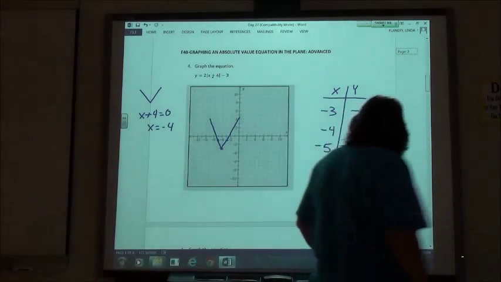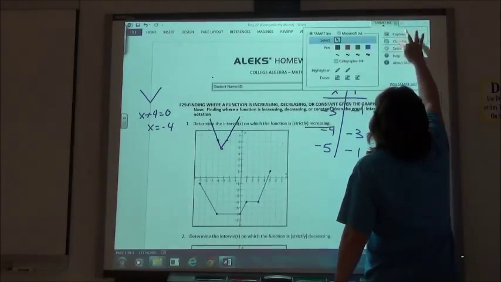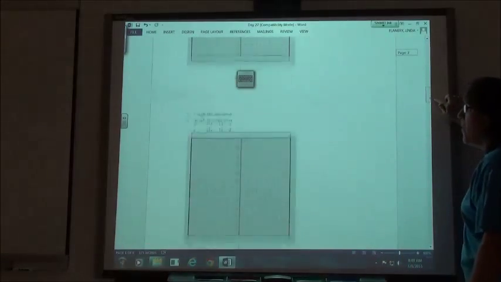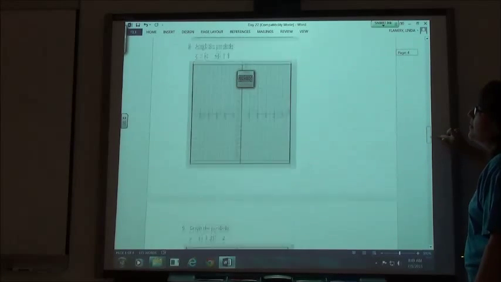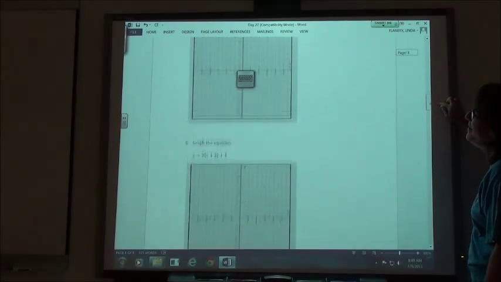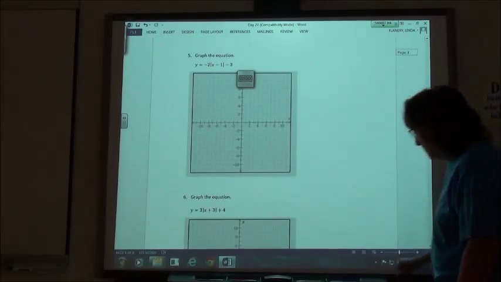So an absolute value function always looks like a V when you graph it. Or if you're looking at a graph and it looks like a V, you know it was an absolute value. I lost my problems. 5, that'd be where we're at.